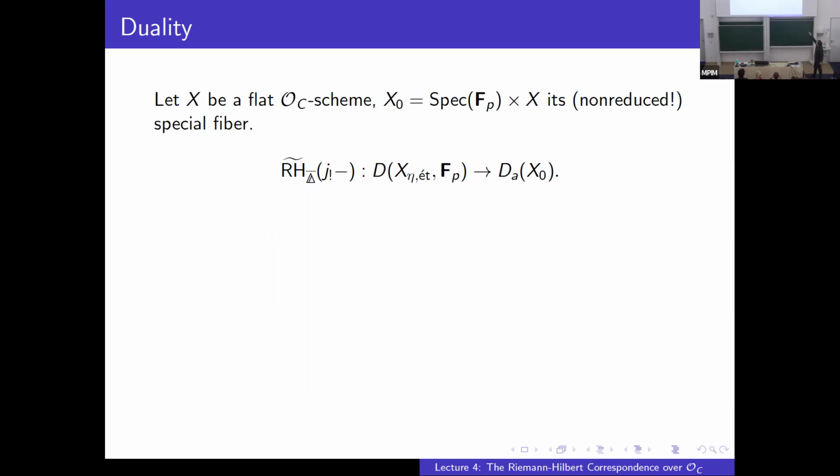But let me actually not look at quasi-coherent sheaves on X0. Let me take its almost category. Let me mod out by complexes that are almost zero. By modding out by complexes that are almost zero, we expect this functor to satisfy good finiteness conditions.